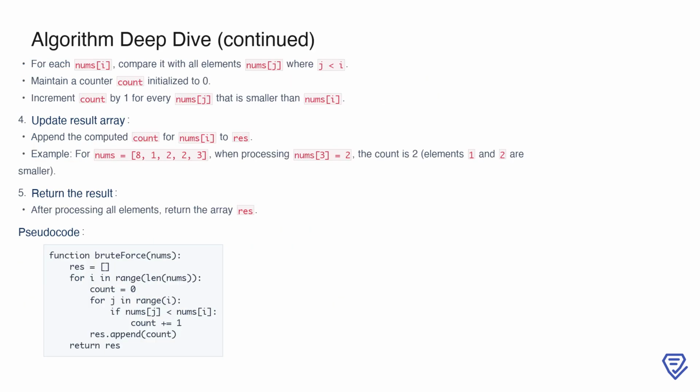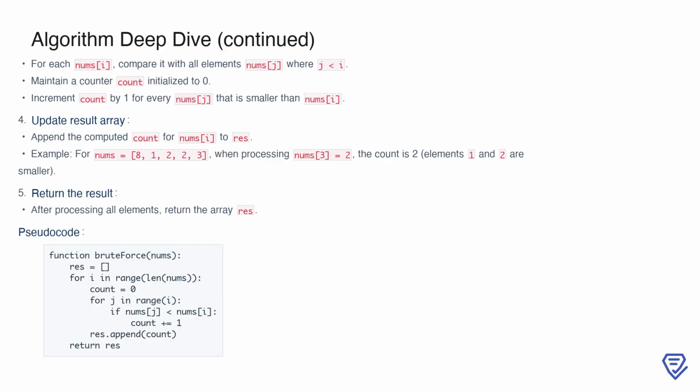For each number in the array, the brute force approach compares it with all the numbers that come before it. To do this, we initialize a counter, count, to 0 for the current number. This counter keeps track of how many smaller numbers we find during the inner loop. Then, for each previous number, if it is smaller than the current number, we increment the counter. Once the inner loop finishes, we append the value of count to the result array, res.